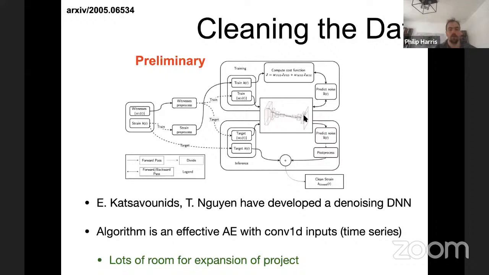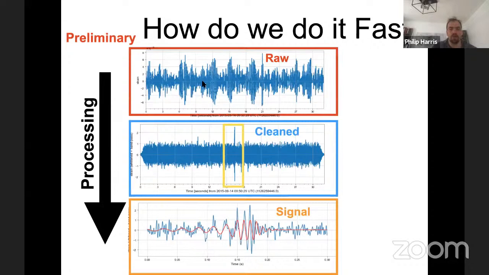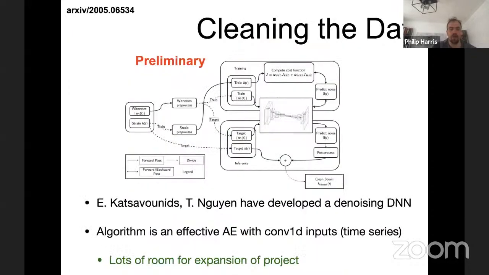He made an autoencoder that can actually denoise the gravitational wave input and allows you to get a clean signal, something that's cleaned up. So it goes from this raw step to the clean step. And it's a relatively simple neural network, so it's the kind of thing we could think about running in real time.